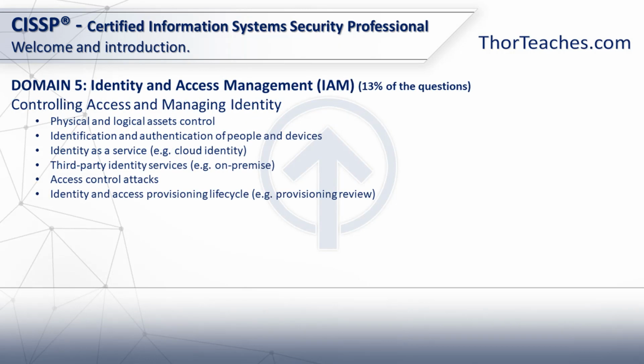Domain 5 is Identity and Access Management, and Domain 5 makes up 13% of the questions on the certification. We're going to be looking at physical and logical access control. We're going to be looking again at the IAAA model: identification, authentication, authorization, and accounting. What do we use to identify someone, let them in the building, to access programs? How do we ask them to prove who they are?